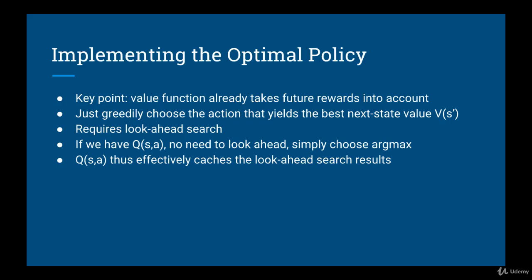Notice how, for the state value function V, we need to do a look-ahead search, because V itself does not depend on A. So implementation-wise, we need to try all the possible actions A, look at what state we arrive in, S prime, and choose the one that gives us the largest V of S prime. If we have Q of S, A, we can do this lookup directly. What Q of S, A does then is it effectively caches the results of all one-step ahead searches.